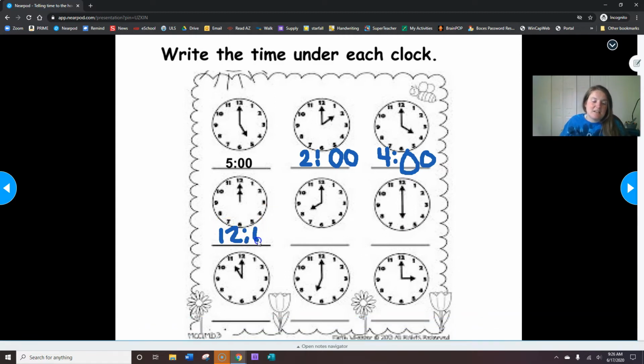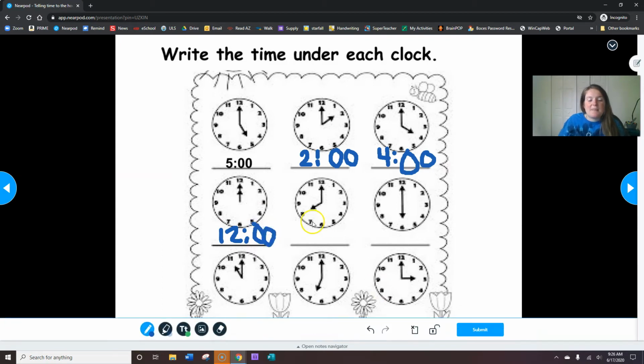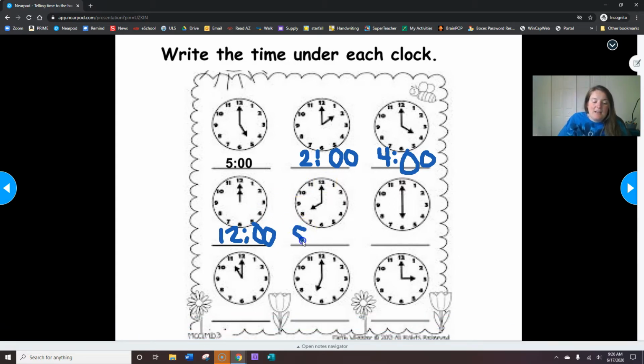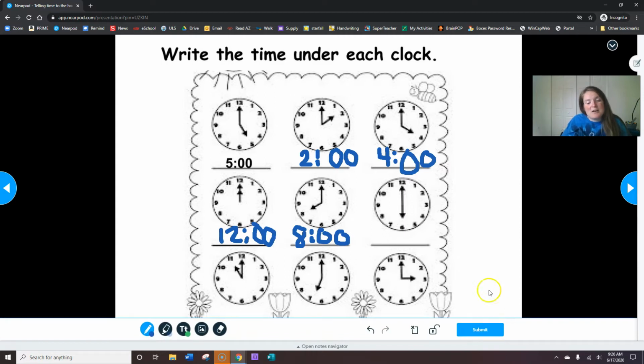All right, this shows 6, 7, 8. 8, and then the big hand's on the 12, 8 o'clock. All right, let's look at the next one. My little hand's down here pointing at the 6. I know it's very blurry. 6 o'clock.